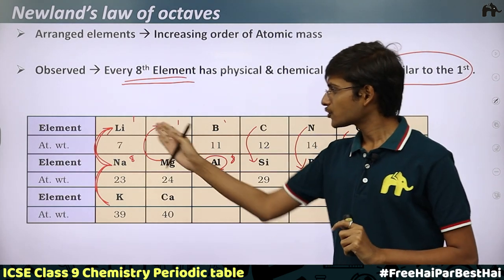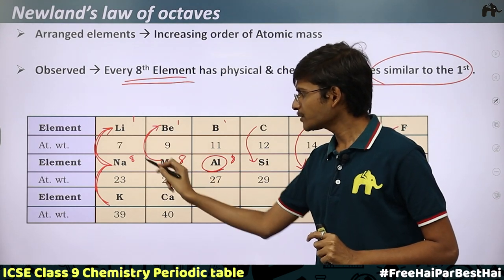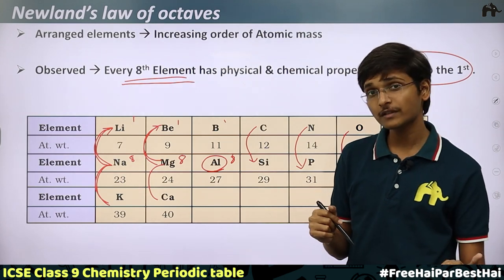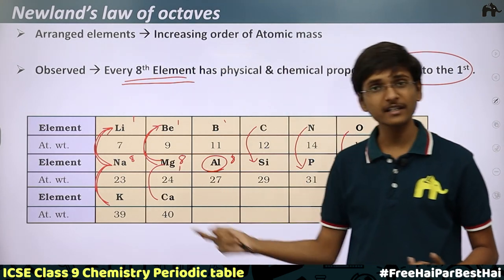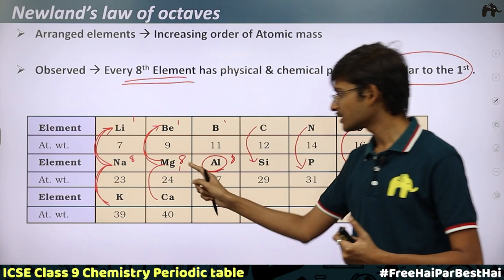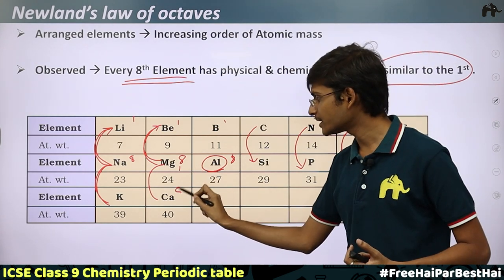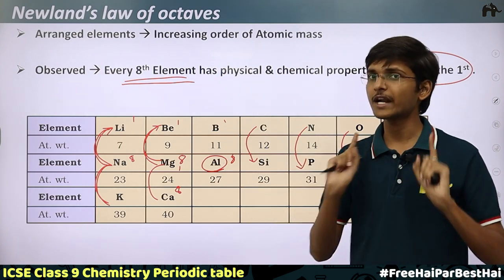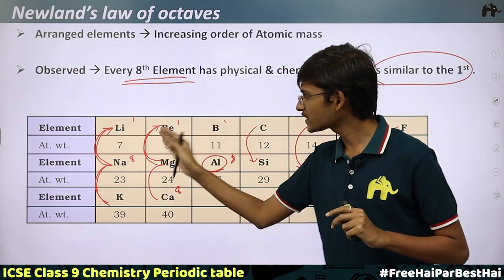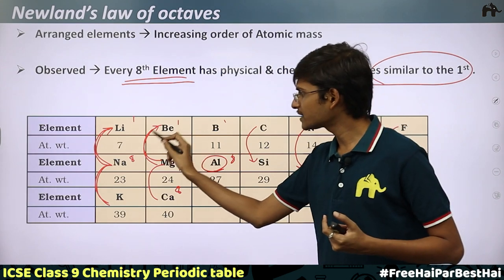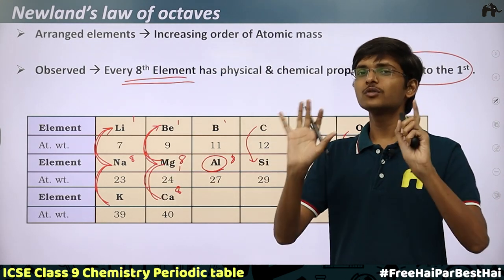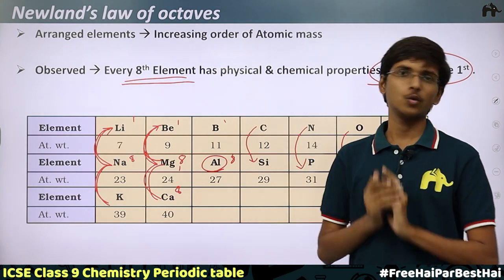Clear? So, see, here beryllium's properties are similar to those of magnesium, and then magnesium's properties would also be similar to those of calcium. Why? Because if I start from magnesium, taking it as the first element, then I would move to calcium, it would be the eighth element. So calcium's properties are similar to magnesium. This Newland told us, right? And magnesium's properties are similar to beryllium. So this means that beryllium, magnesium and calcium have similar properties, right? Understood the whole context? Okay, fine.